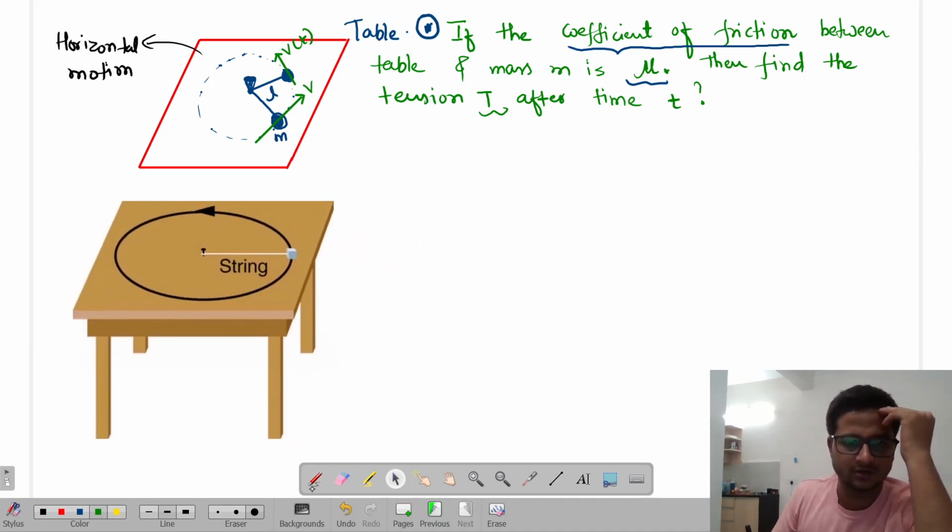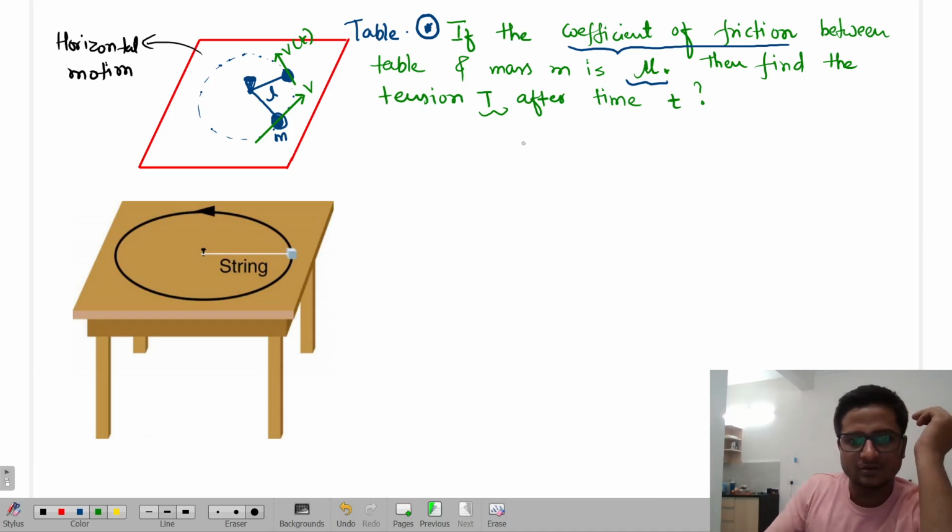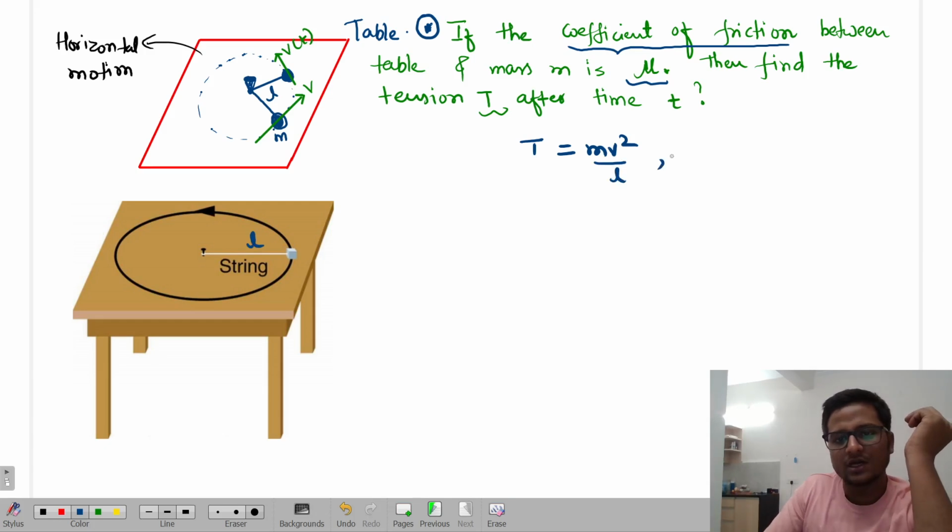Okay, I'll keep it over here. So now, basically, I know that at any instant of time, my tension is T equal to mv square by r, where this radius is nothing but the length of the string. Are you able to get me or not? Now, this velocity is changing. This tension will remain constant; I'll write all the cases. This tension is going to be constant if the table is frictionless.